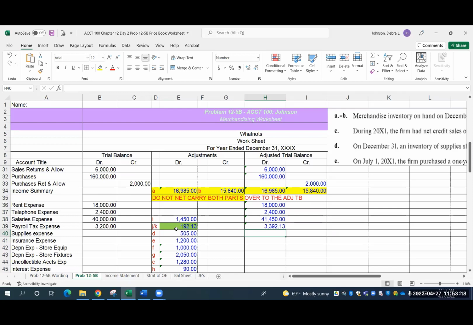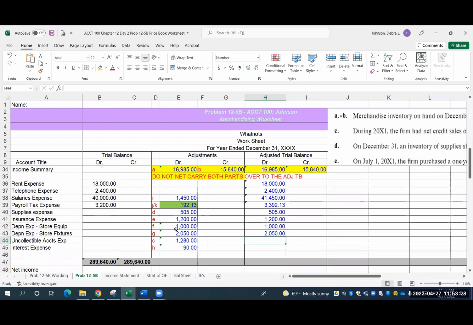And then we can go straight down: supplies, insurance, two kinds of depreciation, uncollectibles. I'm having trouble seeing that. I think that's 1280. I guess I'll find out at the bottom. And 90.